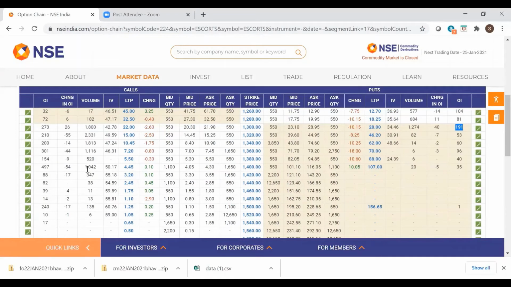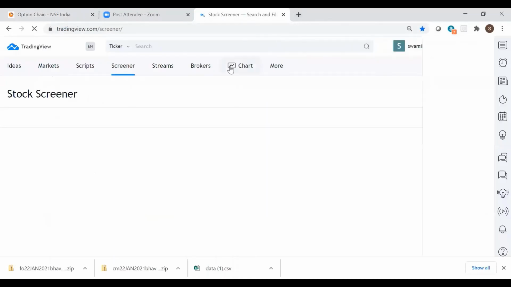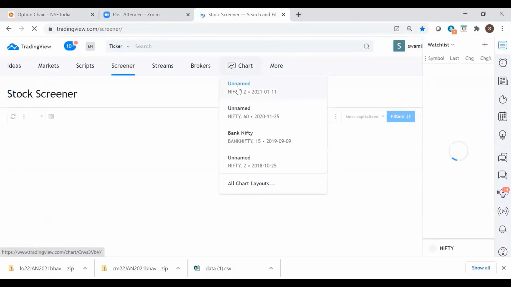So 1300 put and 1400 CE are the ones which matter. 1300 put is your highest put on the lower side. If it goes below 1300, the put writers are in trouble. If it goes above 1400, the call writers are in trouble, especially when it comes closer to expiry. Okay, and let's look at one more thing.